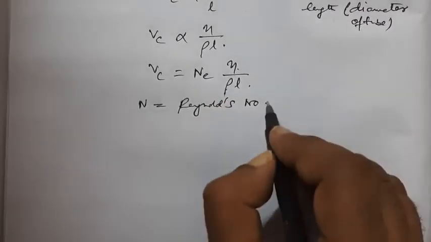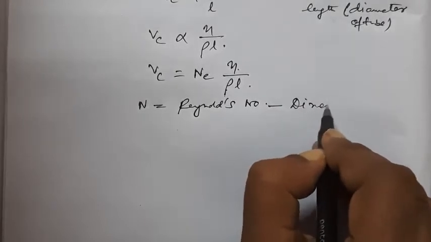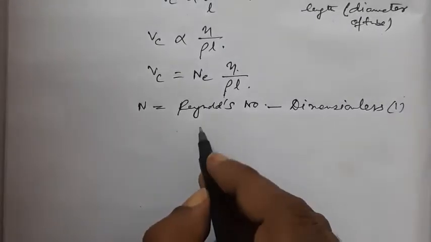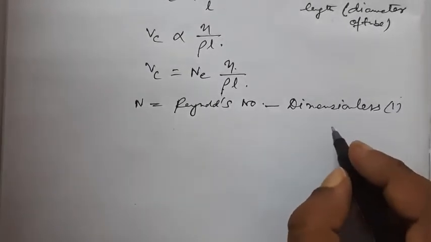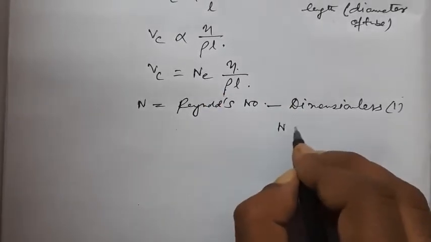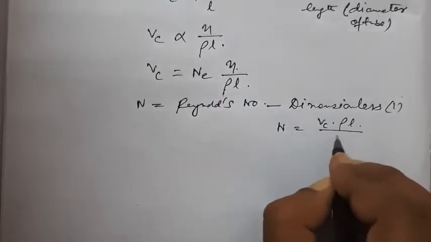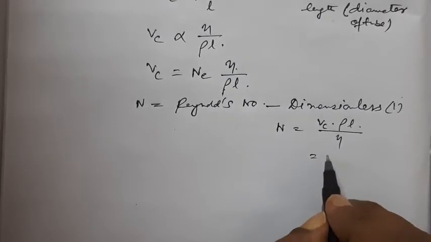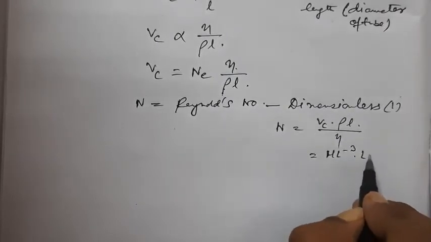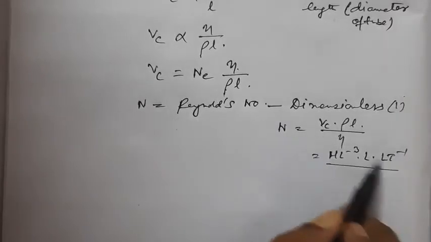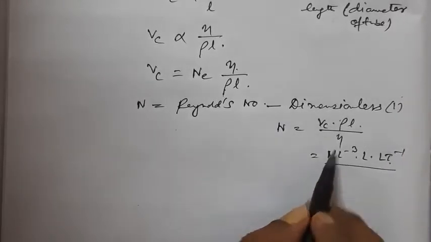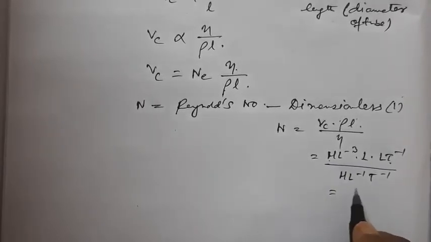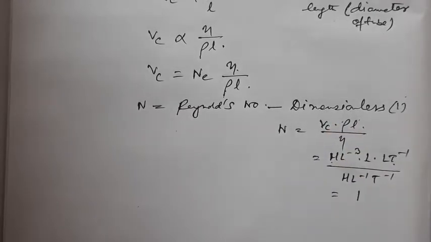Reynolds number is a pure number. It has no dimension. We can write here dimensionless, or dimension is 1. You can prove it like that, because if we take Reynolds number N equal to Vc rho L by eta, and replace the dimensions: Vc is LT^-1, rho is ML^-3, L is L, and eta we have already found out is ML^-1T^-1. So it becomes equal to 1. So I have said that it is a dimensionless quantity.